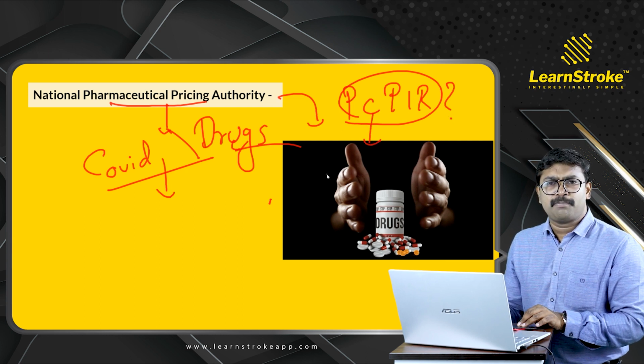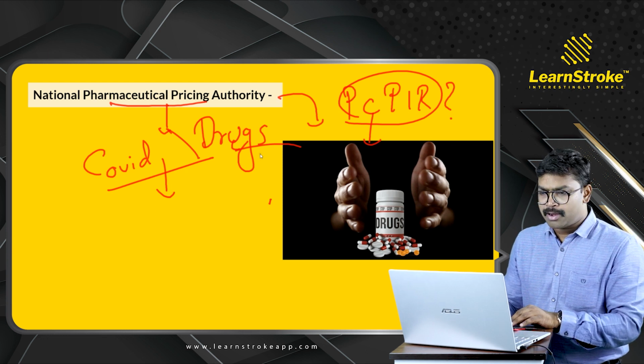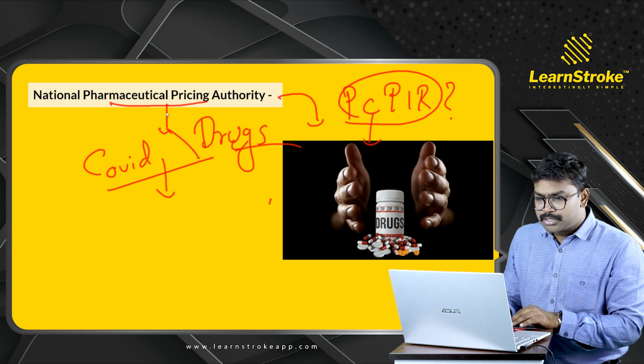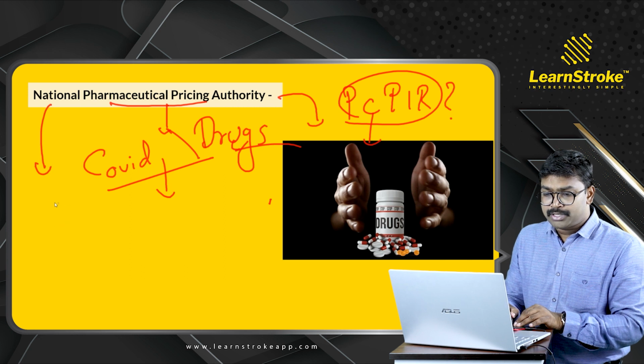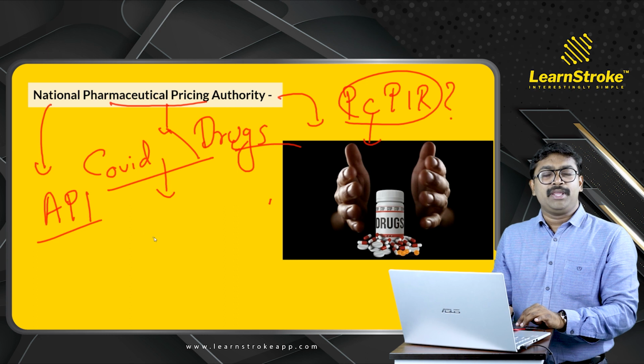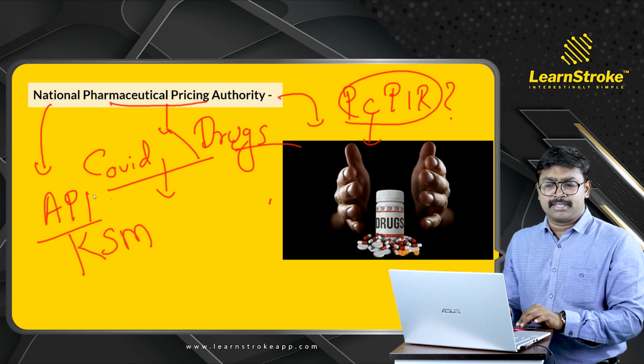Something very much related to the petrochemical industry, petrol industry. What do you mean by PCPIR? We'll discuss what you mean by PCPIR, which appeared in the news. So what are the key things that we have to discuss under this segment? You need to discuss something called API. What is an API? And you must have heard about something called KSM.